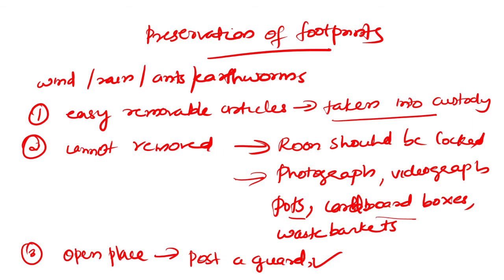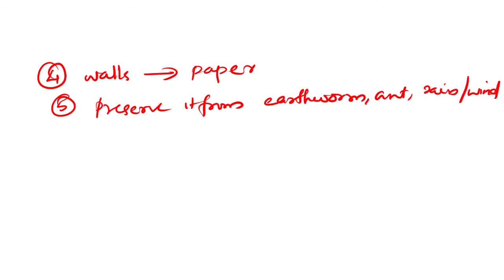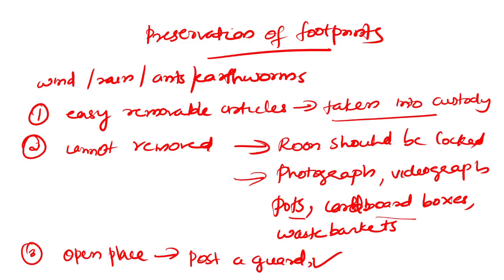If it is in easily removable articles, you have to take into custody immediately after noting down all the details. Then if you are not able to remove the material, if it is in a room, you can lock the room, or else you can cover it with pots, cardboard boxes, waste basket and other suitable materials. And if it is in an open place, you can post a guard there in order to secure the crime scene. And if it is on walls, you can cover this with paper. And take all the precautions for preserving the footprint from earthworm, wind and rain. So these are the methods of preservation of footprints.